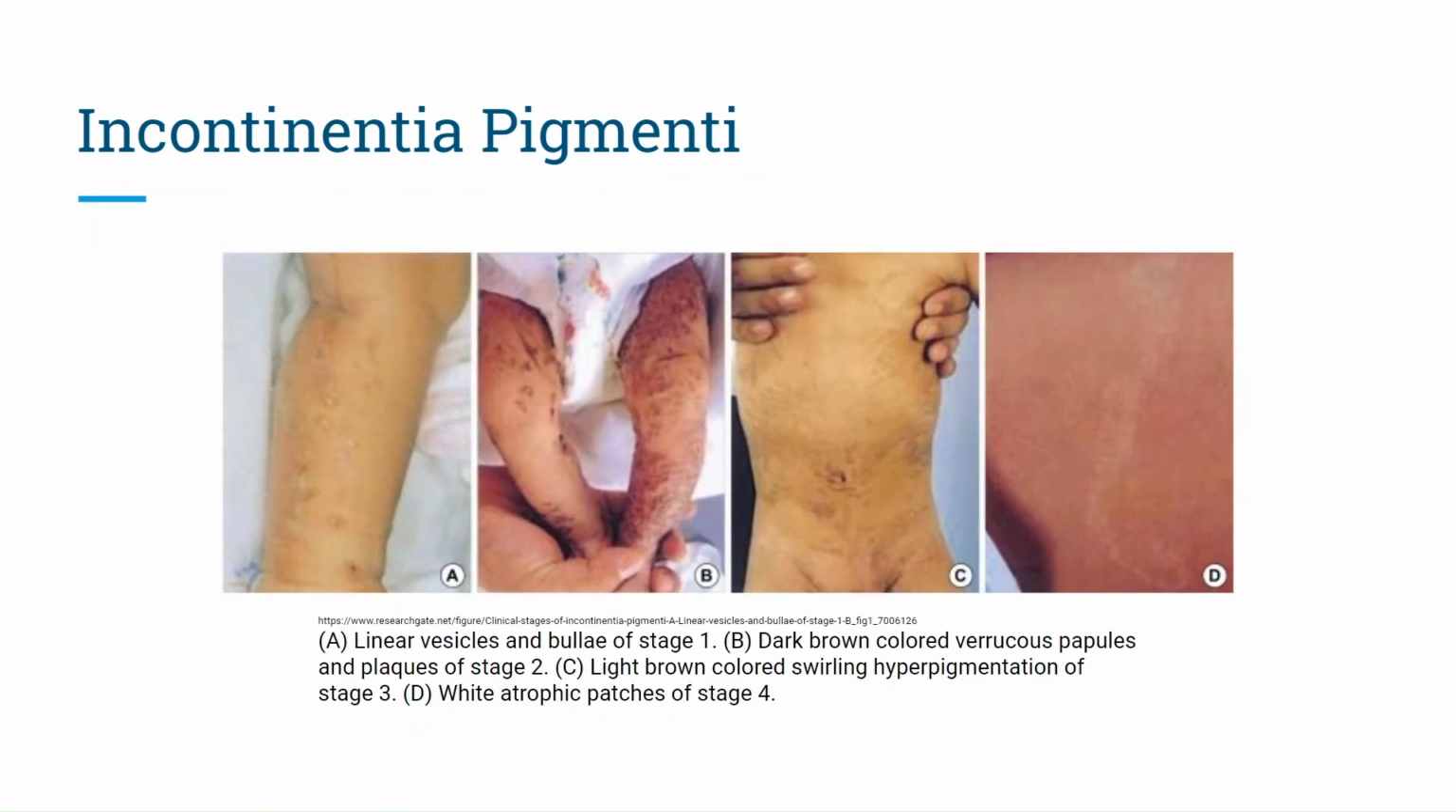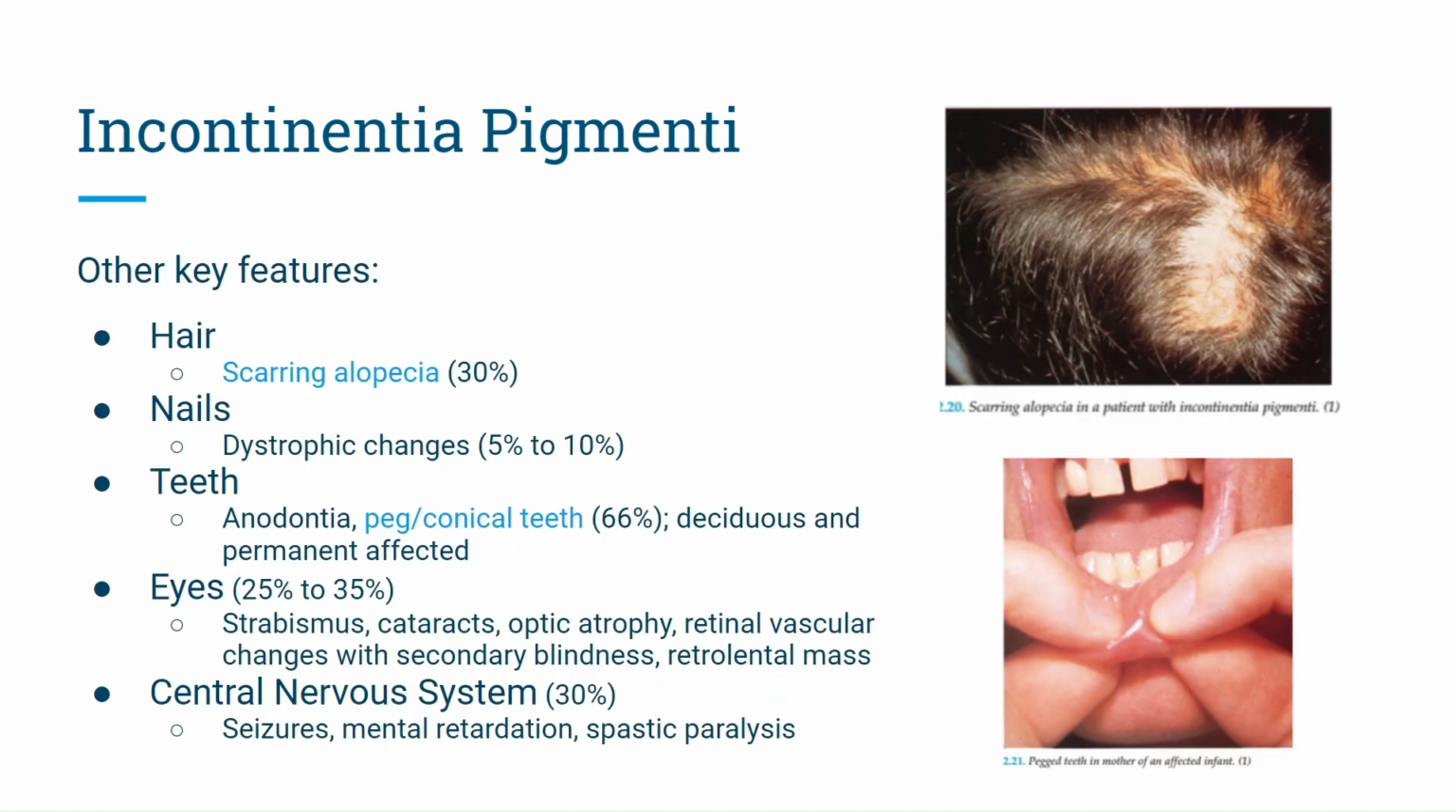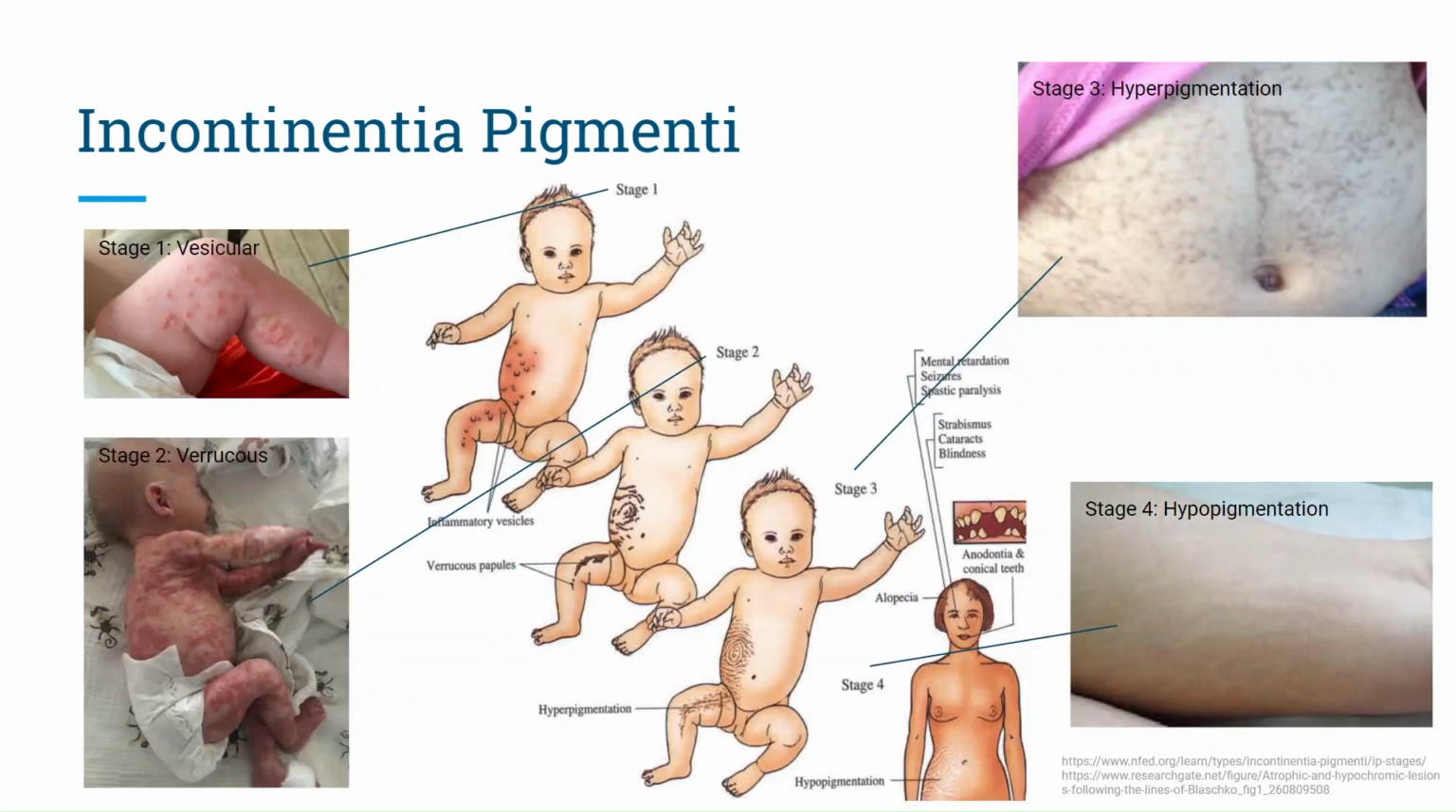Here's a good example of each stage here in action. Hair, you're going to have often a scarring alopecia. You can see some nail changes. Teeth, you'll see anodontia or peg/conical teeth, and that's a little more common. Eyes, you can have strabismus, cataracts, optic atrophy, retinal vascular changes, secondary blindness, retrolental masses. And then as well, you can have concerns with seizures, mental retardation, spastic paralysis. And then here is another depiction of the various stages as well.